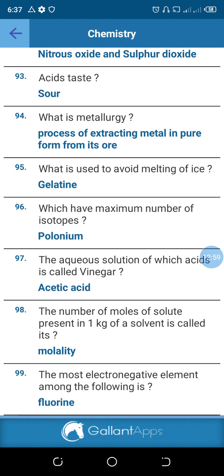Acids taste sour. Acids taste sour, meaning khatta. What is metallurgy? Process of extracting metal in pure form from its ore. What is used to avoid melting of ice? Gelatin. Which has the maximum number of isotopes? Polonium. The aqueous solution of which acid is called vinegar? Acetic acid. The number of moles of solute present in 1 kilogram of solvent is called its molality.